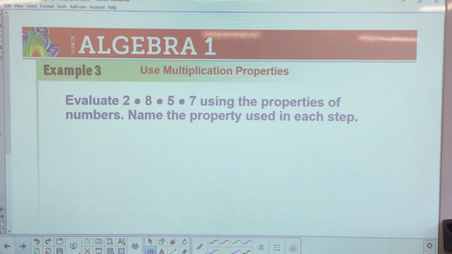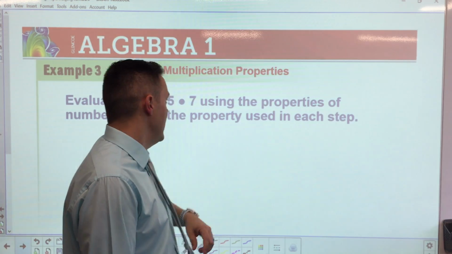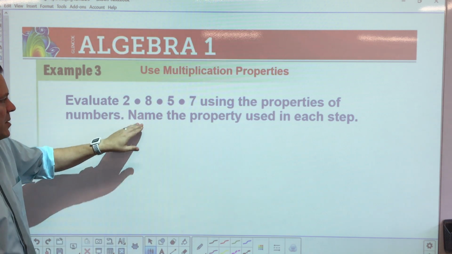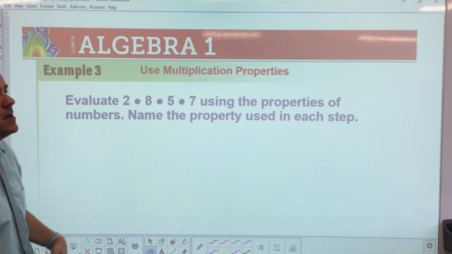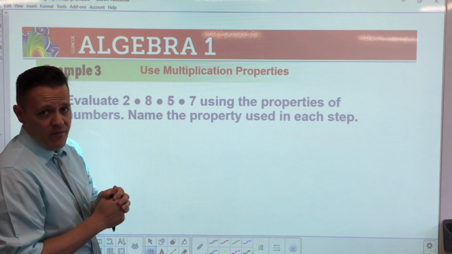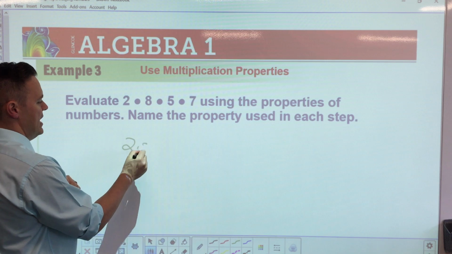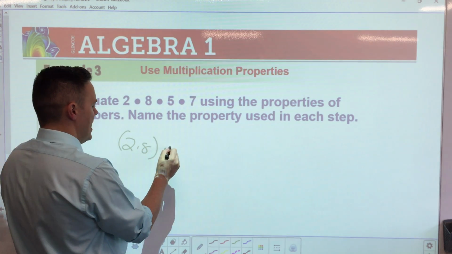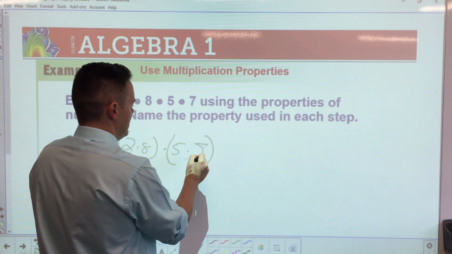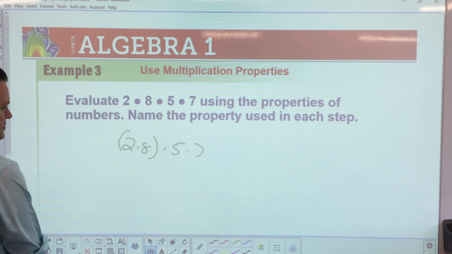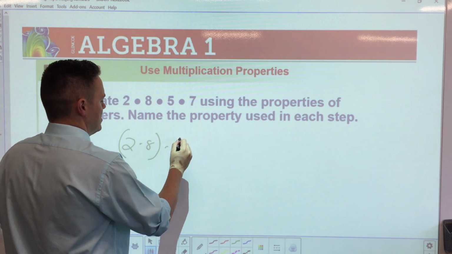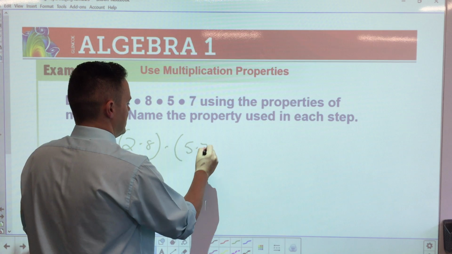All right. Next, multiplication properties. Using multiplication, make sure you can, using properties of numbers, name the property used in each step. So let's do the associative property again. The easiest way to evaluate these is to take 2 times 8, use the associative property, times 5 times 7. Sorry, that 7's a little funky. Times 8 times 5 times 7, right?